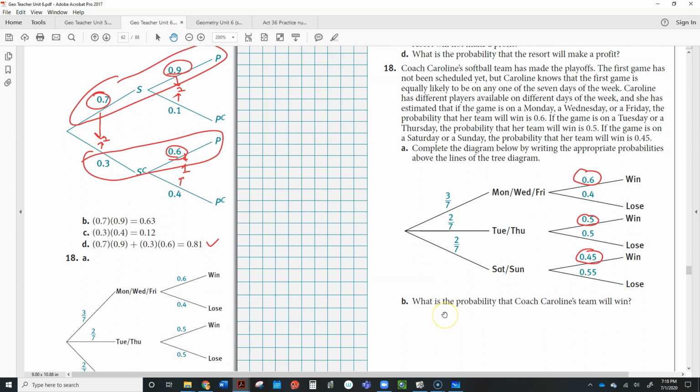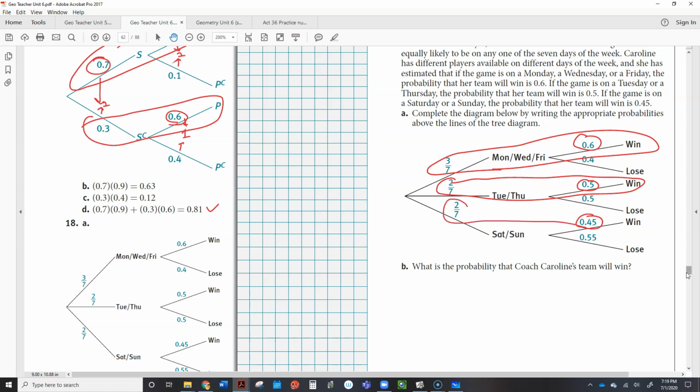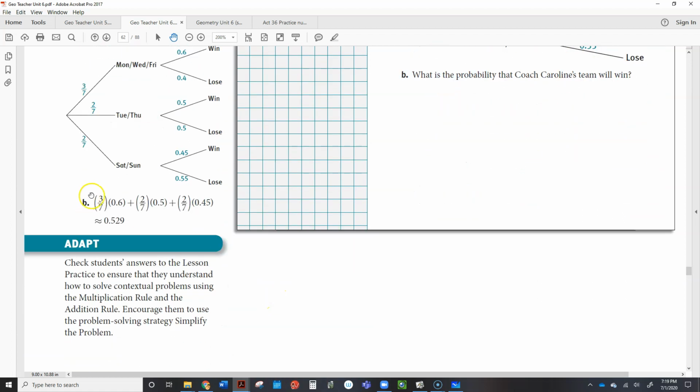And now they're asking me about the probability. What is the probability that Coach Caroline's team will win? Well, there's 3 different ways to win. You can win on a Monday, Wednesday, Friday, or you can win on a Tuesday, Thursday, or you can win on a Saturday, Sunday. So multiply, multiply, multiply, add all of those multiplications together, and this is what you get right here, 0.529. And that finishes up this activity.